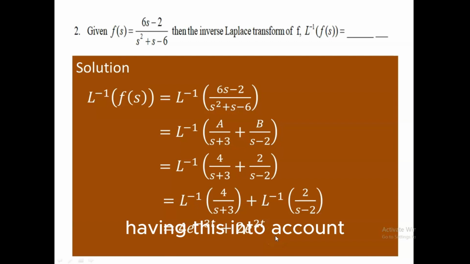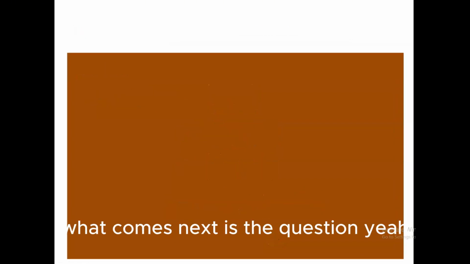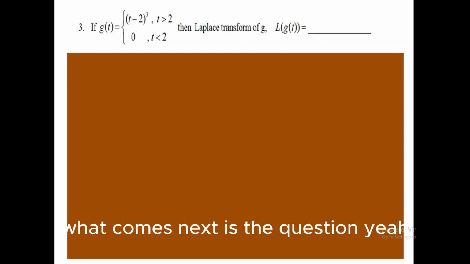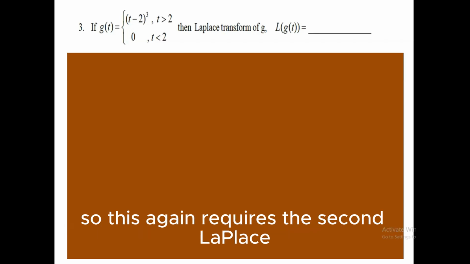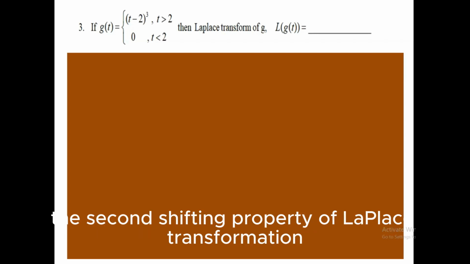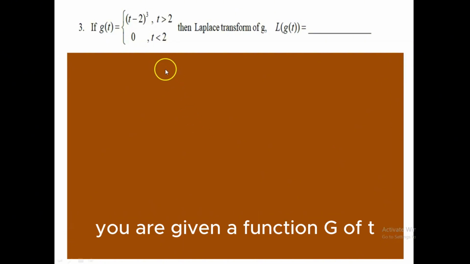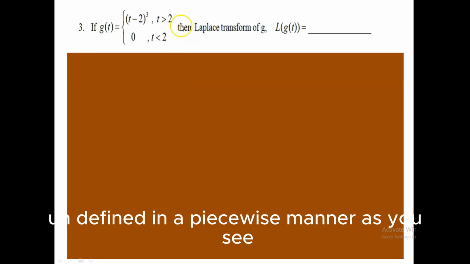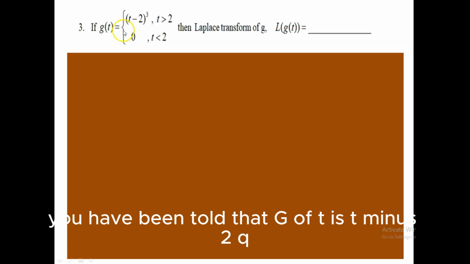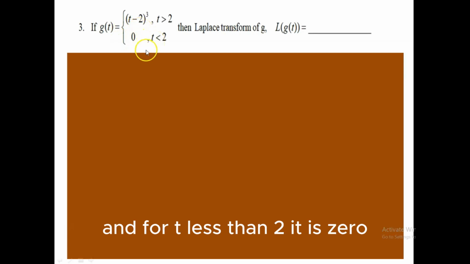Having this into account, what comes next is the third question. This again requires the second shifting property of Laplace transformation. You are given a function g of t defined in a piecewise manner, as you see. For t greater than 2, you have been told that g of t is (t minus 2) cubed, and for t less than 2, it is 0.